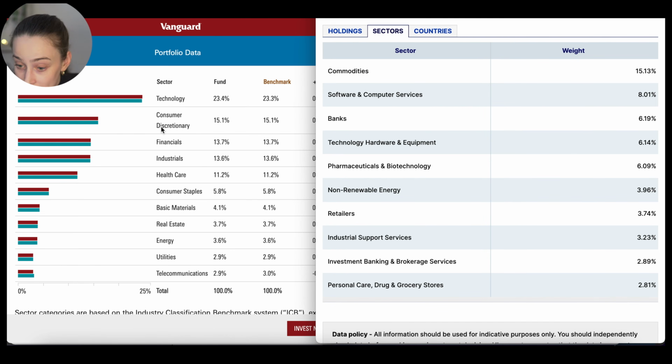So let's take financials, for example. Financials in the Global All Cap, you have allocated 13.7%. So that's still quite a substantial amount. Whereas in the Lifestrategy 100, banks take only 6.19%. If you were to add in investment banking into that as well, that would be a further nearly 3%. So you could pause this video here and just look at the breakdown.